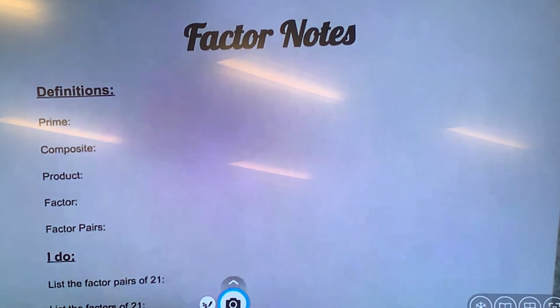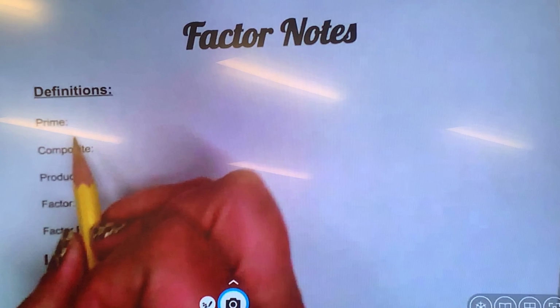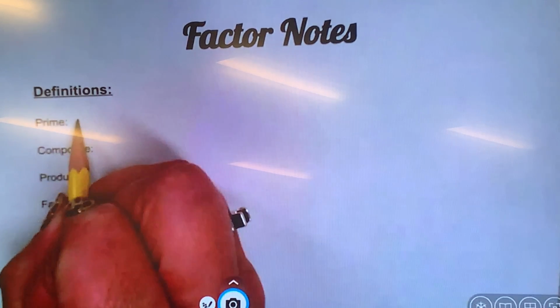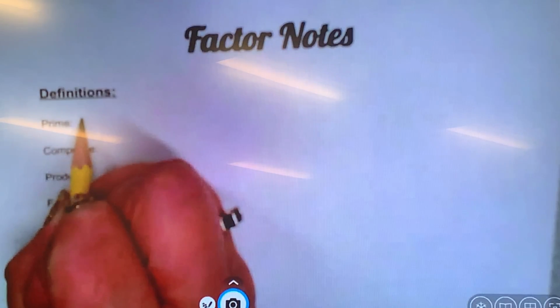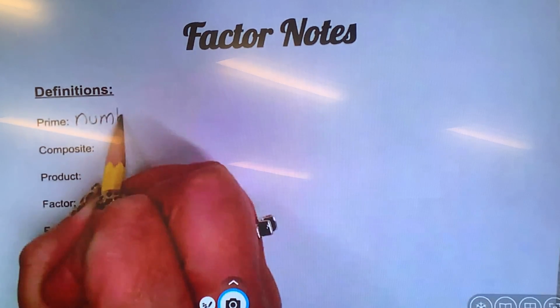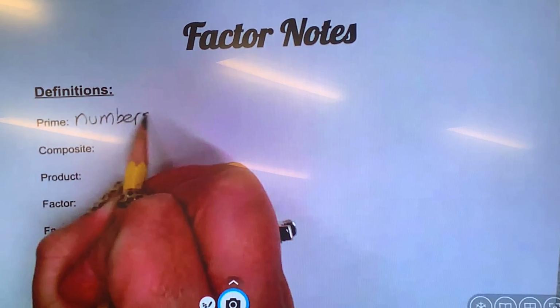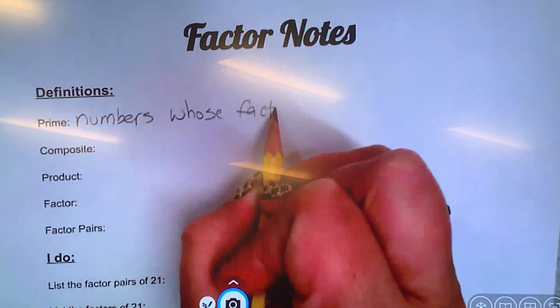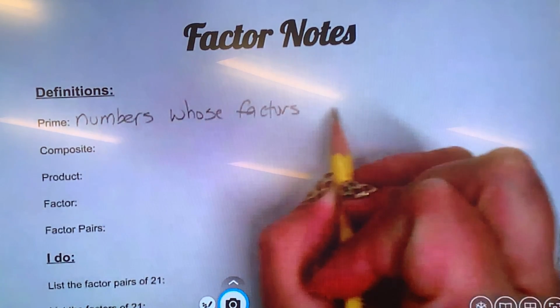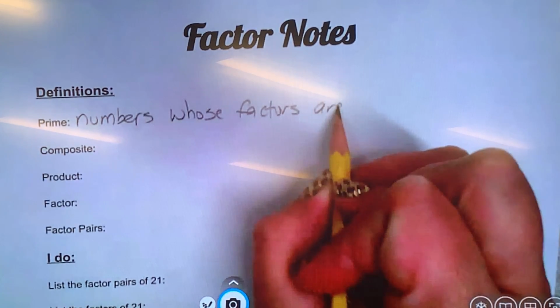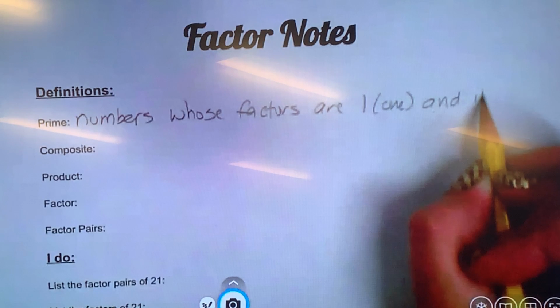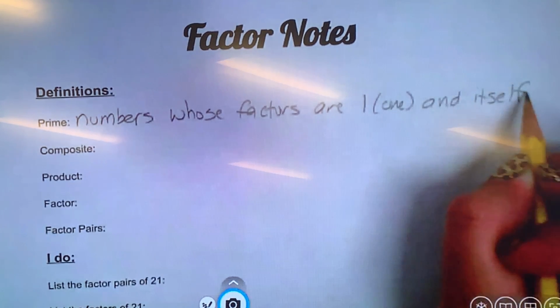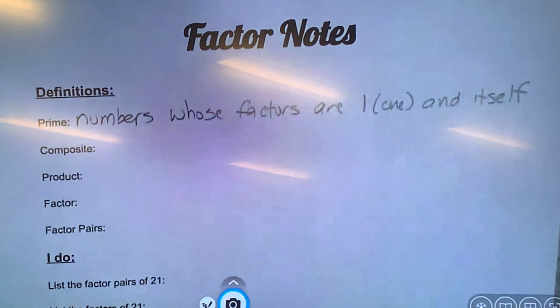So prime numbers are numbers whose factors are 1, that's the number 1, and itself. So prime numbers, the only factors it has are 1 and itself.